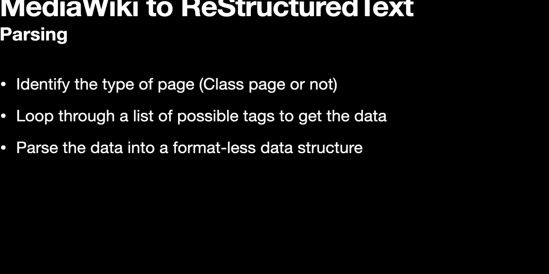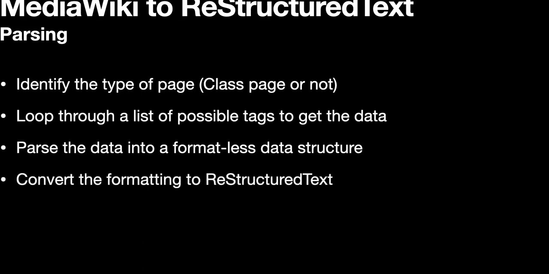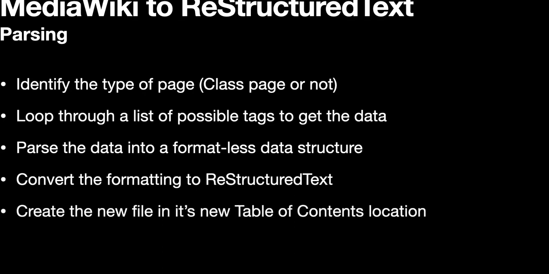And then taking that data and writing it out to restructured text, right? So basically get it out of the MediaWiki format into some structure that I could identify as the page and then back out to restructured text. Yeah, and then convert the formatting to restructured text. And then finally, now I've got this page that's in restructured text, and create a new file in the right location based on the table of contents, that left-hand pane or right-hand pane, and then write the data to the file.